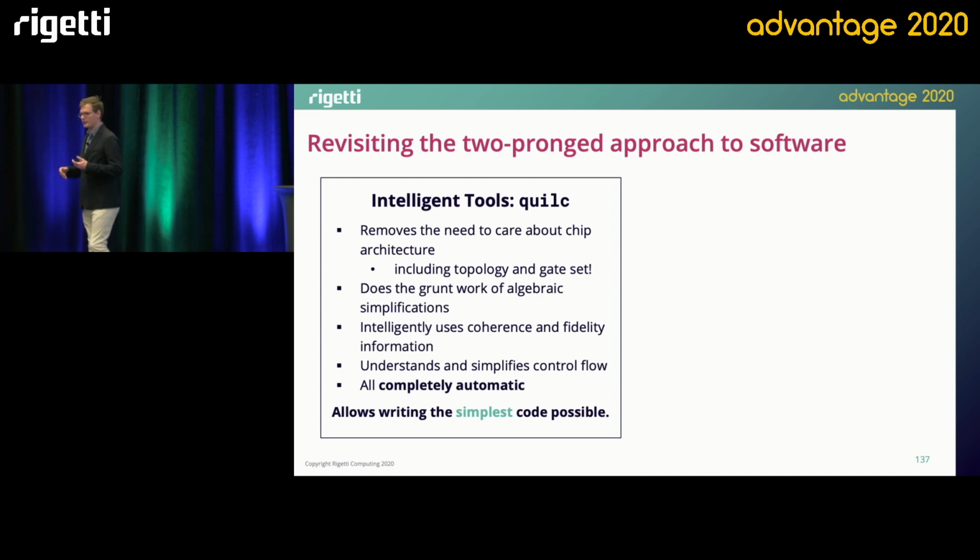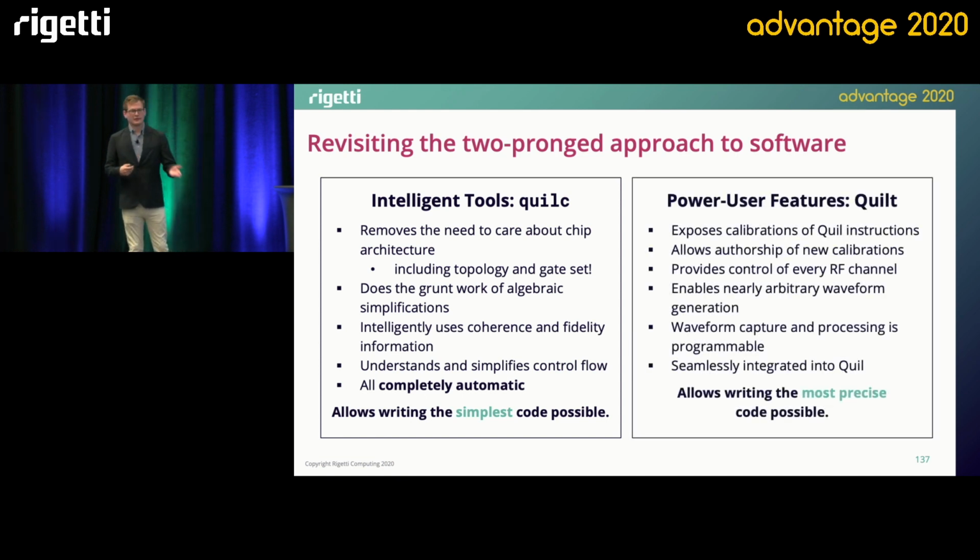You don't have to assemble a pipeline of compilers. You don't have to assemble a recipe or a list of rules to make these things enact. It all works just right out of the box. So what this allows you in turn is to write the simplest program possible.